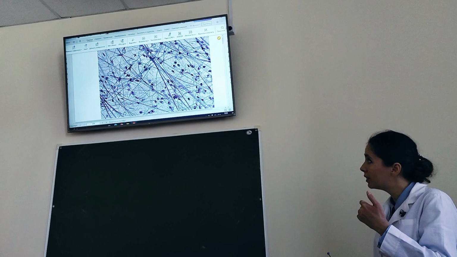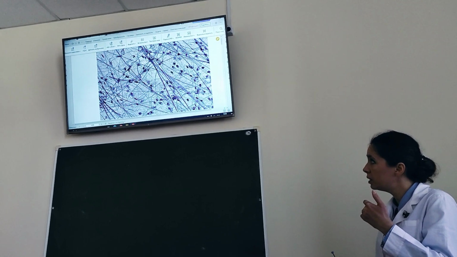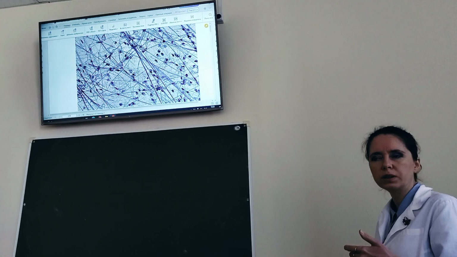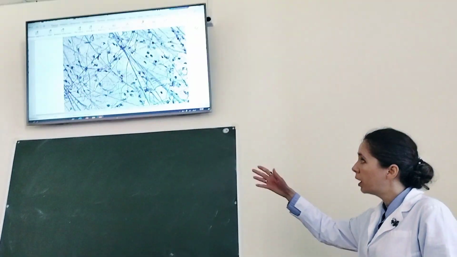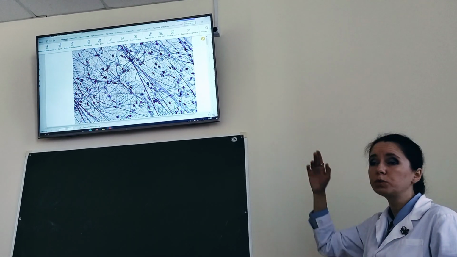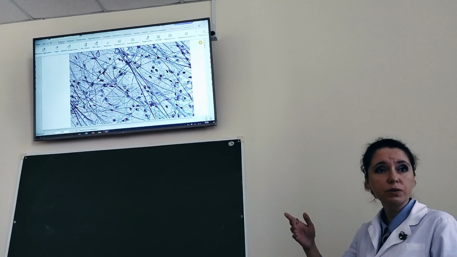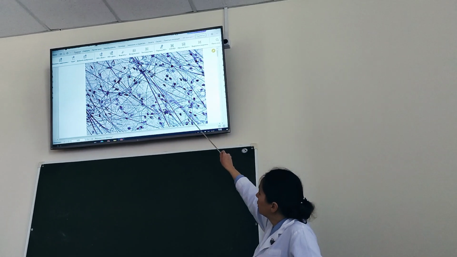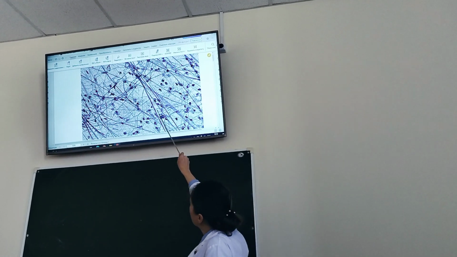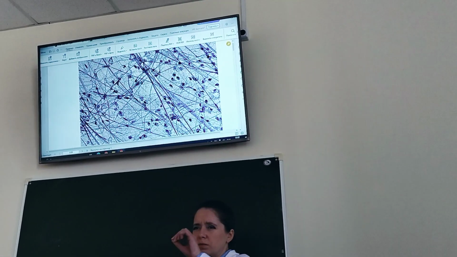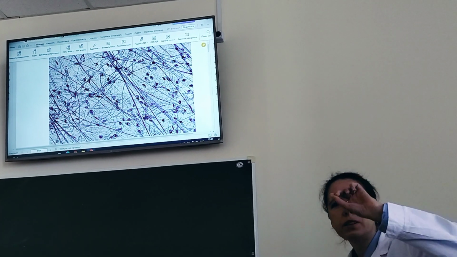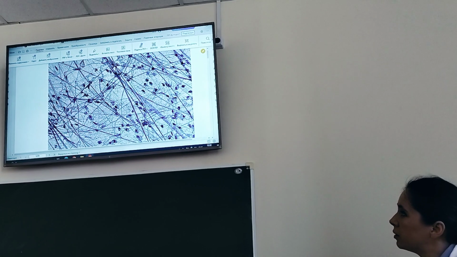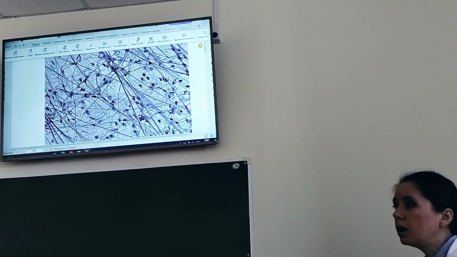So how can I identify this image, classify this image as loose fibrous connective tissue? First of all, I can see two types of fibers: collagen fibers and elastic fibers. Pale stained, thicker collagen fibers and sharp, darkly stained, very thin elastic fibers. Then, what else? Fibroblasts.